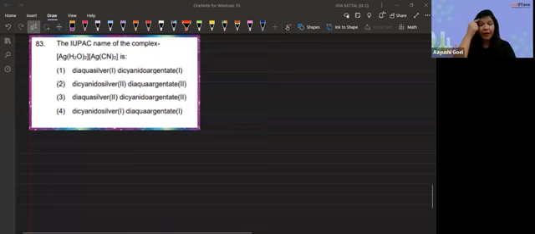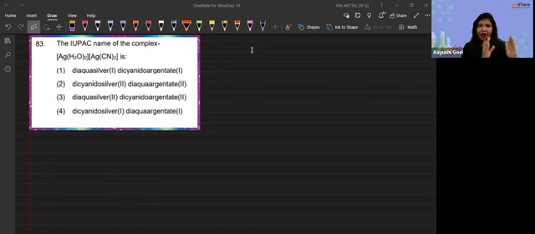Question number 83 is about the IUPAC name of the coordination compound. There are certain rules for the IUPAC naming of coordination compounds. First of all, you have to write the name of the cation and then the anion. If both are coordination spheres, then first you write the name of the ligand, then the name of the metal which is present there, and then a similar pattern is followed for the anion.